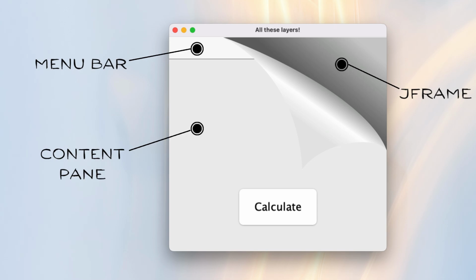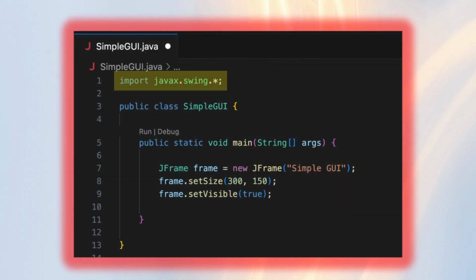Let's take a look at pretty much the most basic Swing program we can make. We'll need to import the Swing package so we have access to all that widgety goodness, so don't forget that. Notice that Swing is considered an extension to Java, so it's import javax.swing rather than java.swing.